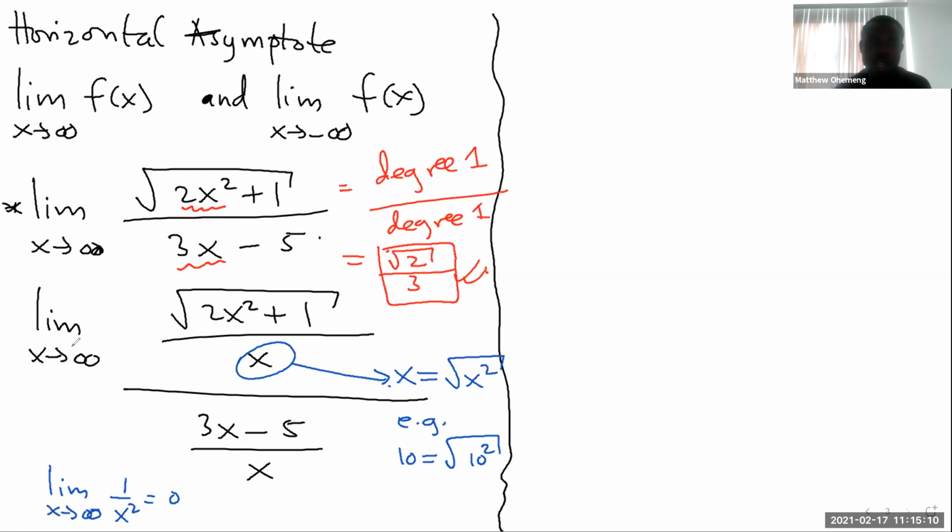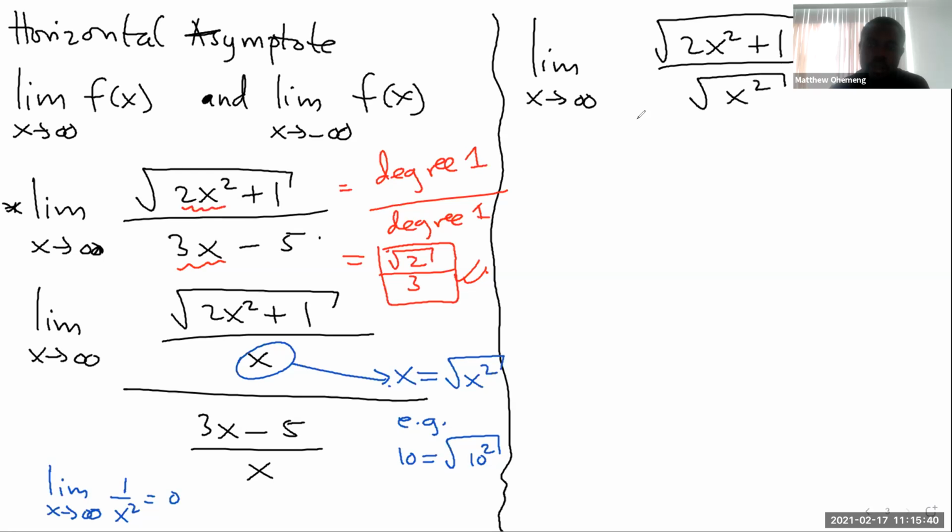And don't forget, as we approach infinity, x is taking on positive values. So every single positive value is equal to the square root of its square, right? So 10 is equal to the square root of 10 squared. A billion is equal to the square root of a billion squared, and so on and so forth. So that means we can just replace this x with what? We have the limit as x approaches infinity of the square root of 2x squared plus 1 over the square root of x squared.